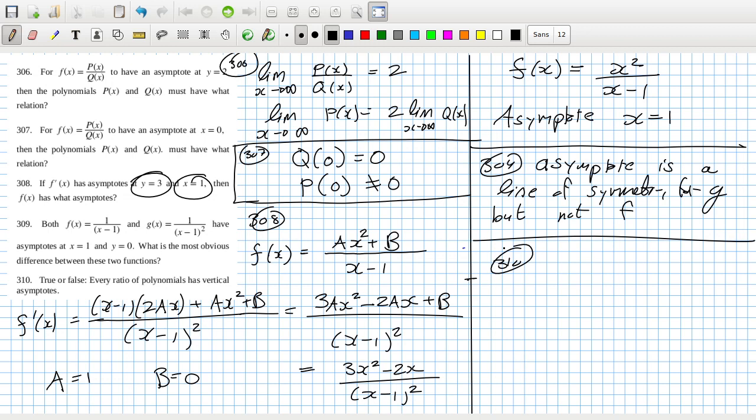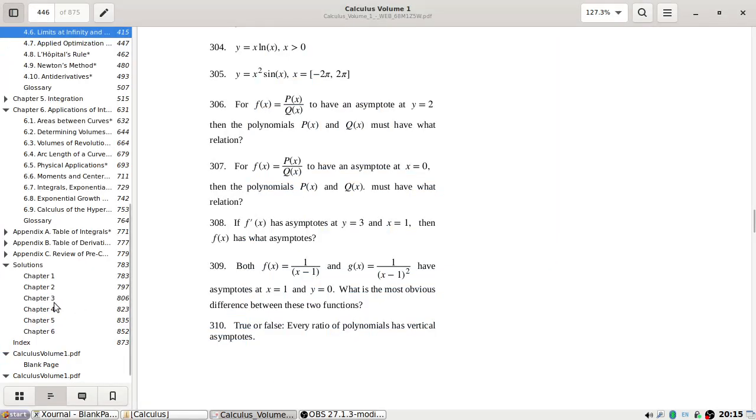True or false? Every ratio of polynomials has a vertical asymptote. That's false. So like, just take the example, x squared plus x squared minus 1 over x squared plus 1. Actually, let's make it simpler. No vertical asymptote there. Let's check the answers that we can. 310.